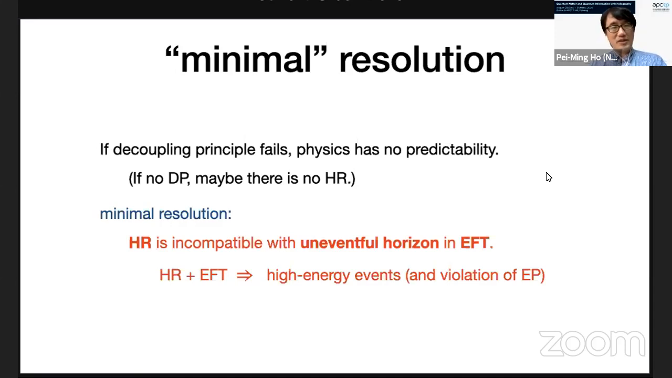So the goal would be to show that whenever you have Hawking radiation together with effective field theory, without string theory, you would have high energy events. And therefore, this implies that equivalence principle, as people have described, is violated. Is there any question?